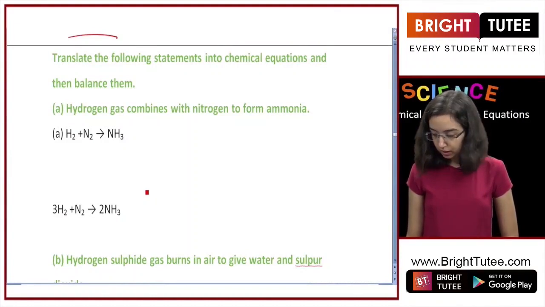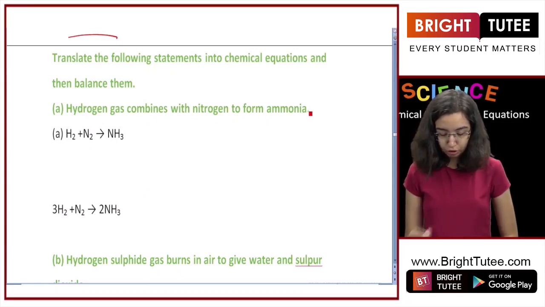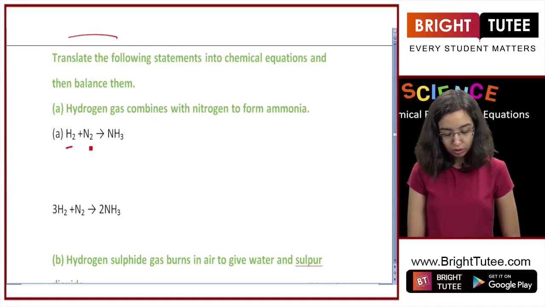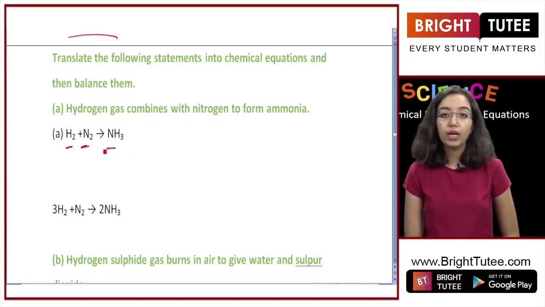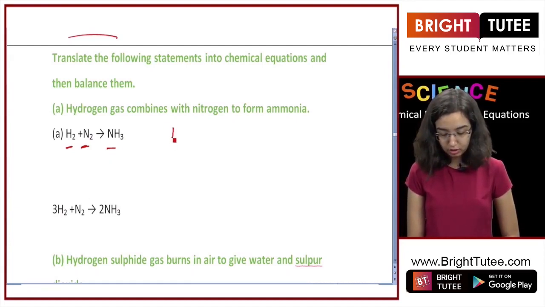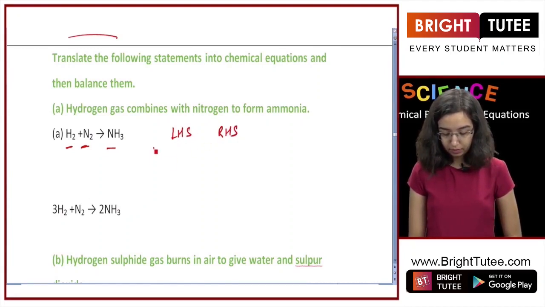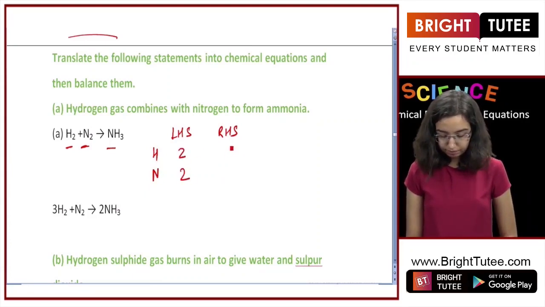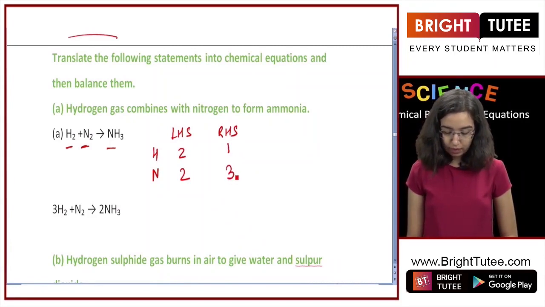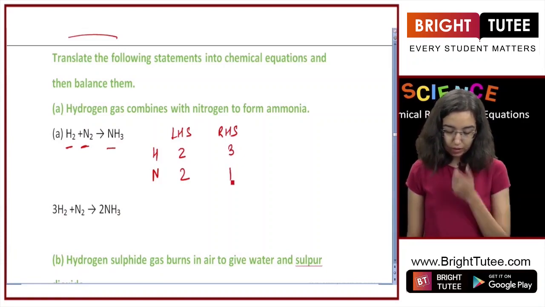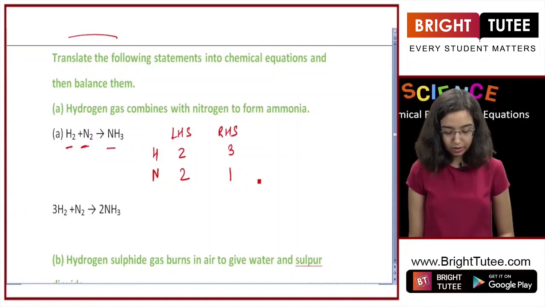Translate the following statements into chemical equations and then balance them. Hydrogen gas combines with nitrogen to form ammonia. So hydrogen is H2, nitrogen is N2, combines to form ammonia, which is NH3. We have converted the equation, now we need to balance it. We only have two elements, it's a simple question. So you see there's one nitrogen and three hydrogen here, that's why I've written it like this.